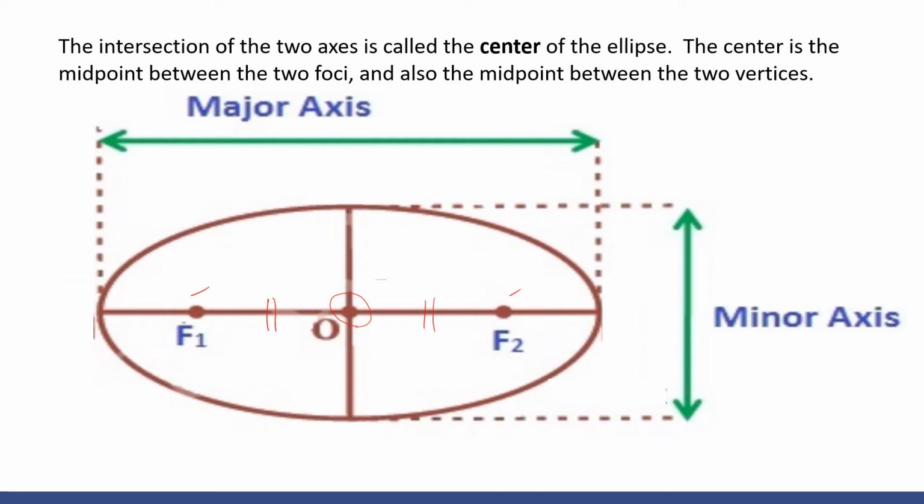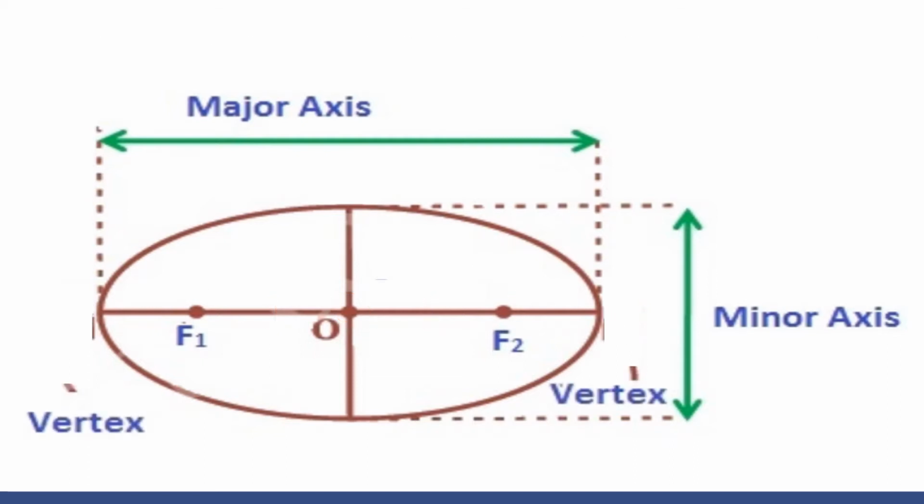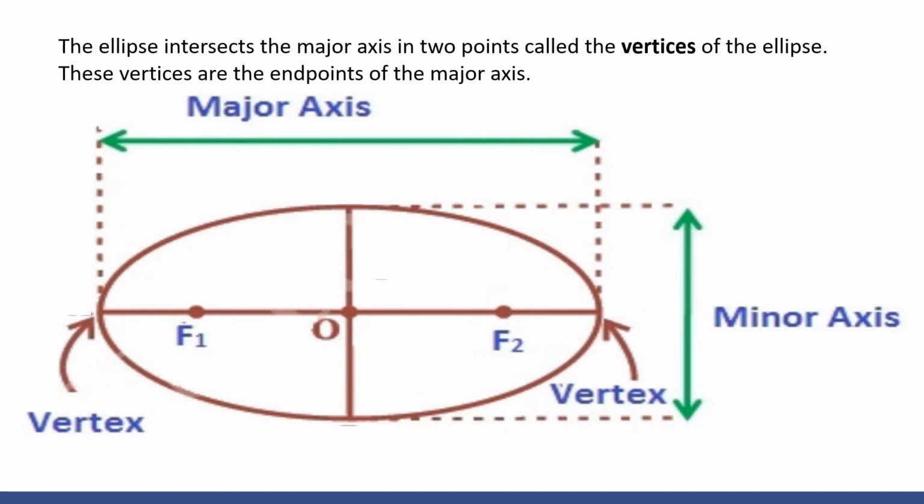And also, the midpoint between the two vertices. Nasaan naman yung two vertices na yan? Itong endpoint na to is considered as one of the vertex, samantalang ito, o one of the vertices I mean, at itong kabilang endpoint is another vertex. So, yung dalawang yan, yung endpoints na yan, yan yung ating vertices. Dahil may dalawang focus, may dalawa tayong vertex. Kaya naman, the ellipse intersects the major axis in 2 points called the vertices of the ellipse. These vertices are the endpoints of the major axis.